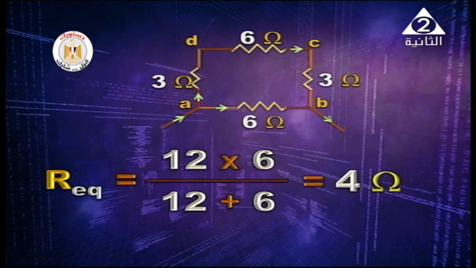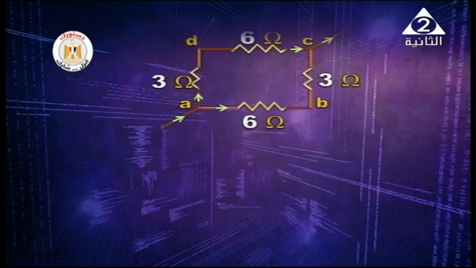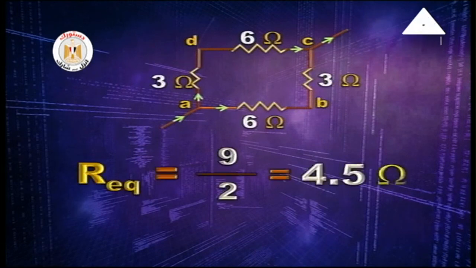And what about when they are connected across AC? It's all easy. 2 branches of equal resistance. Each branch of resistance 9, 3 plus 6. So 9 over 2, it will be 4.5.